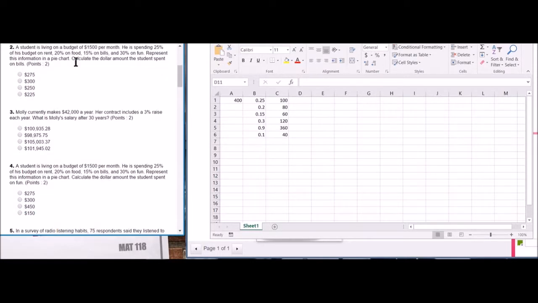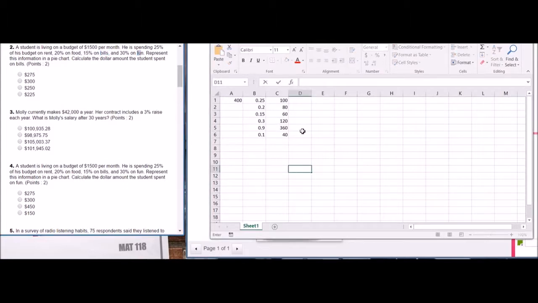A student is living on a budget of $1,500 per month. Oh, here's another budget one. So now we're at $1,500 a month. We have a similar breakdown. Represent this information in a pie chart. Calculate the dollar amount the student spent on bills. 25% of his budget on rent, 20 on food, 15 on bills, 30 on fun.